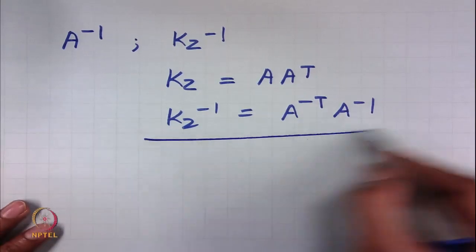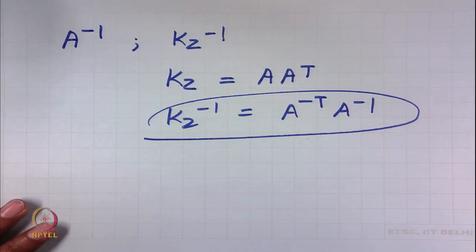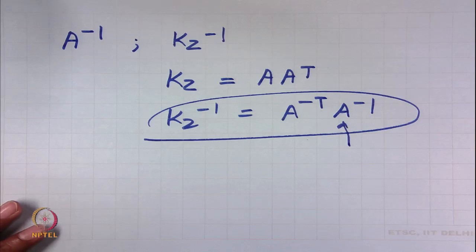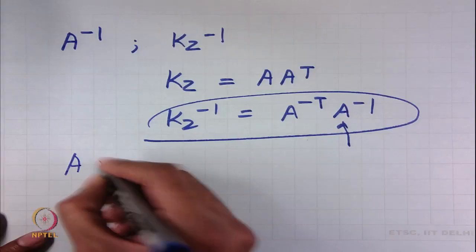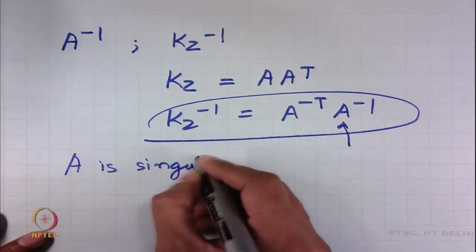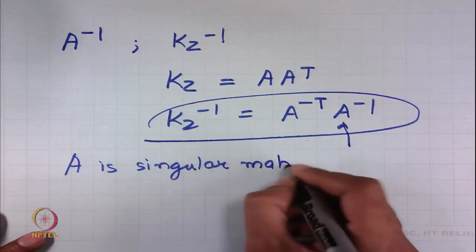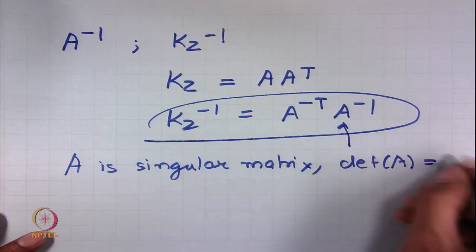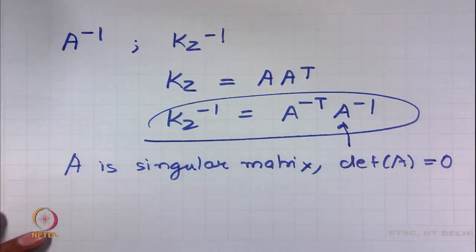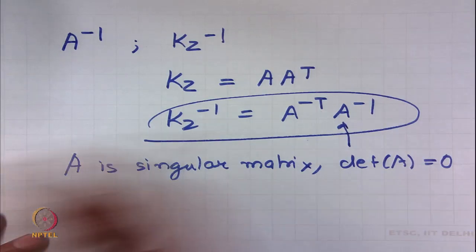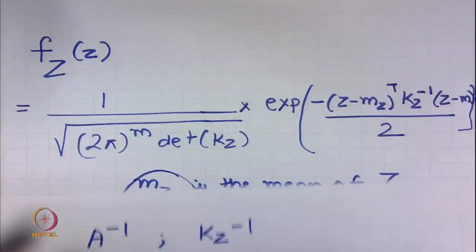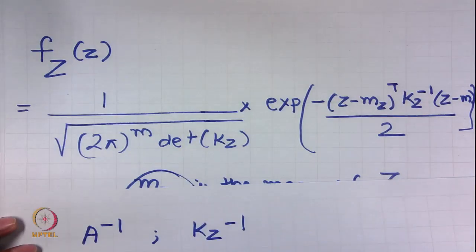So, what we want is for the inverse of this covariance matrix to exist, that the inverse of this matrix A should also exist. What happens if this matrix A is a singular matrix? If A is a singular matrix, that means the determinant of A is 0, and then the inverse of this matrix will not exist, and in that case the inverse of this covariance matrix will also not exist. Then what would happen to this joint probability density function? Let us see this.